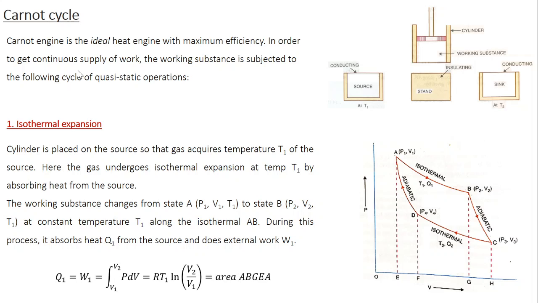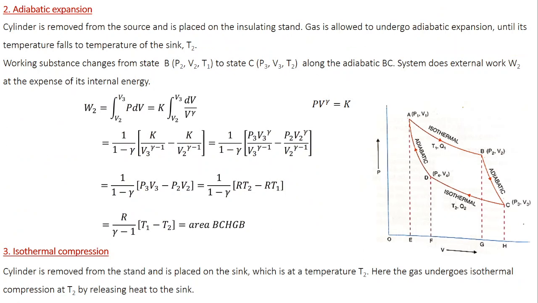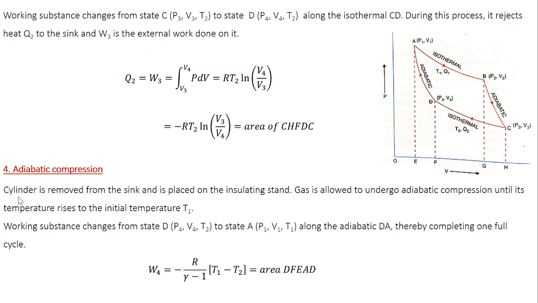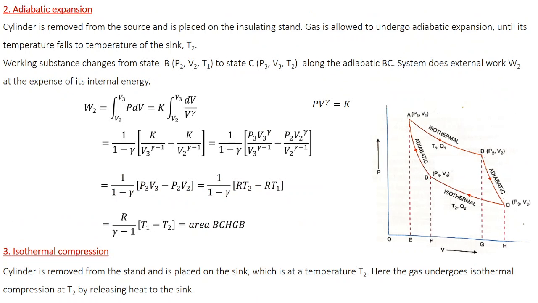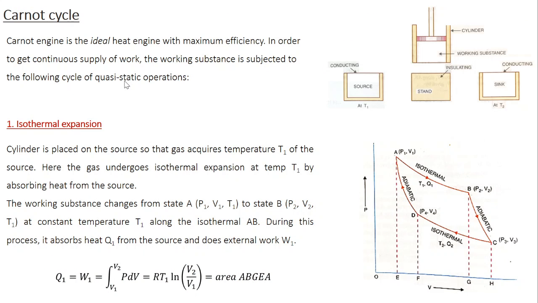Now, in order to get a continuous supply of work, the working substance, which is the ideal gas, is subjected to a cycle of quasi-static operation, and this is known as the Carnot cycle. The Carnot cycle consists of four major processes: two expansions and two compressions. First one is isothermal expansion, then adiabatic expansion, third one is isothermal compression, and finally adiabatic compression. So it's a series of expansions and compressions. Let's first look into the first process, isothermal expansion.